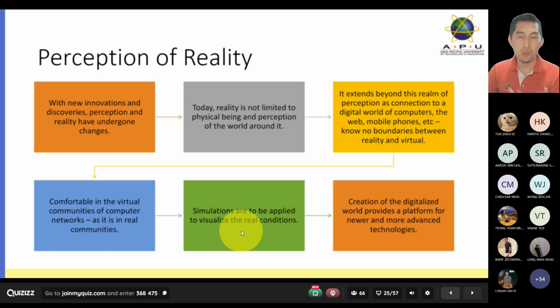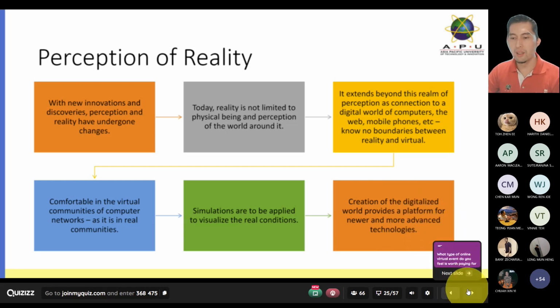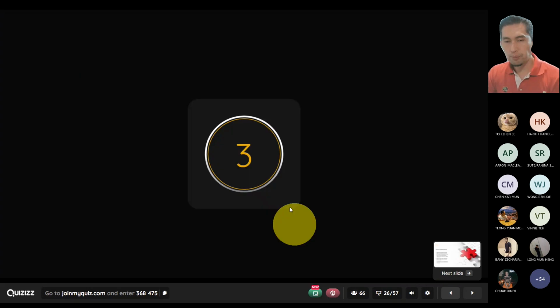Simulations are to be applied to visualize what the real conditions are like, and creation of a digitalized world provides a platform for newer and more advanced technologies, right? So based on this last and final point alone, I wanted to ask everyone.